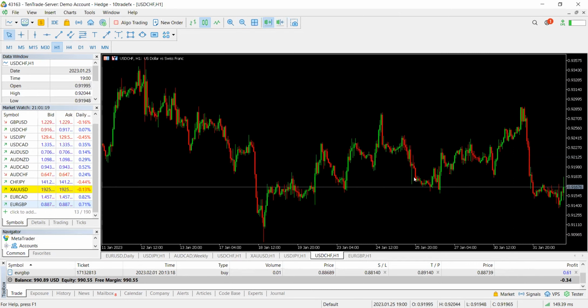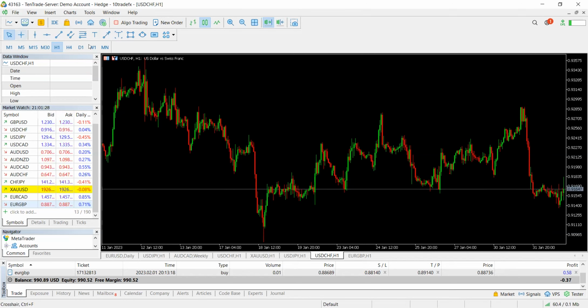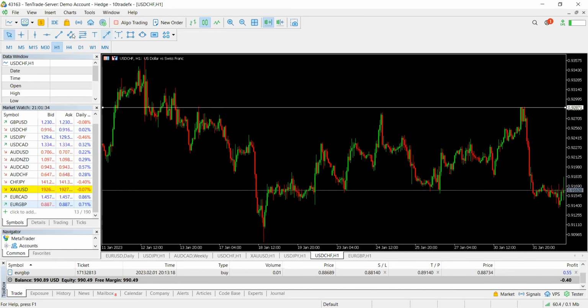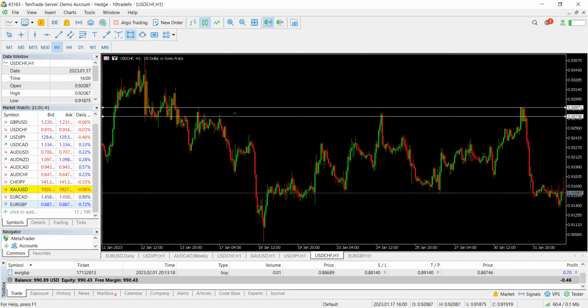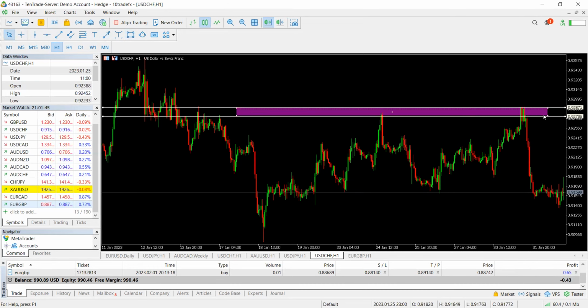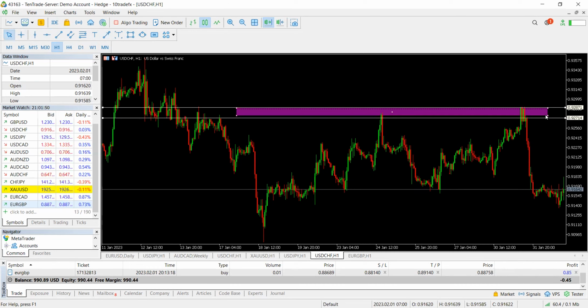Okay, and if you are using your MT5 for PC or laptop, you can use the horizontal line tool or the rectangle tool. So you can use a line like so to identify the zone, or you can use the rectangle tool rather. With the rectangle, you can mark out a resistance zone or a support zone.